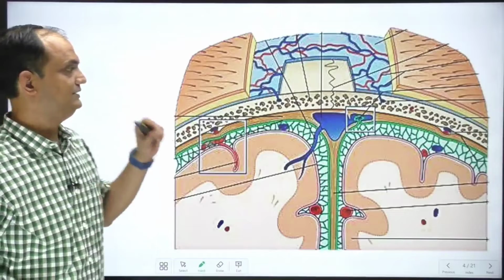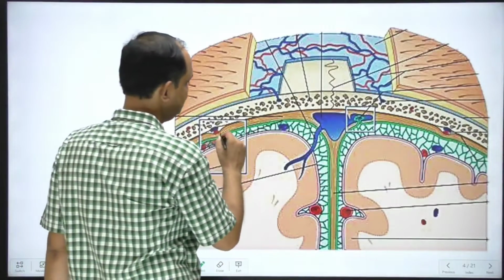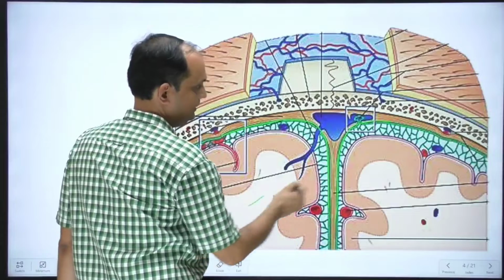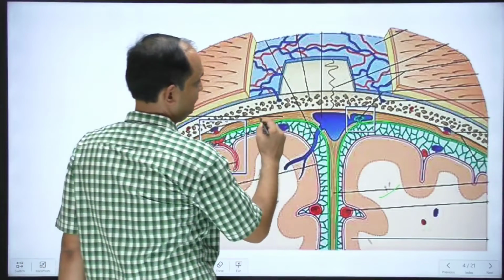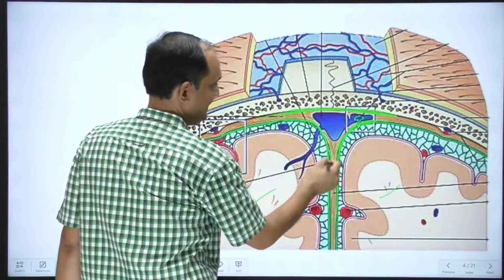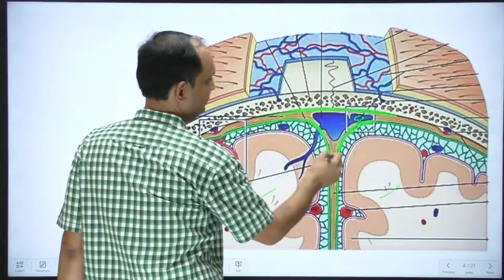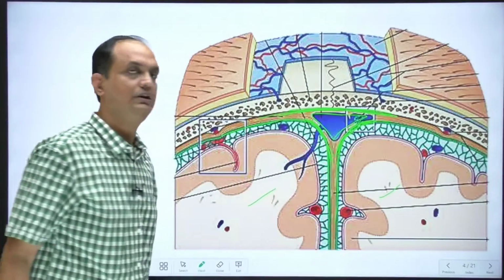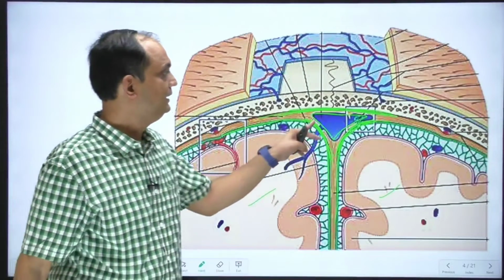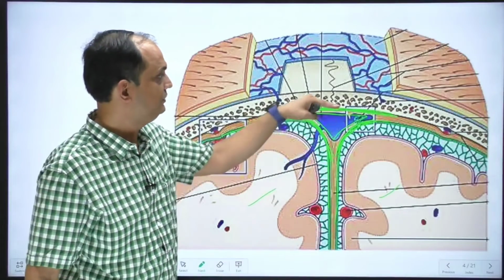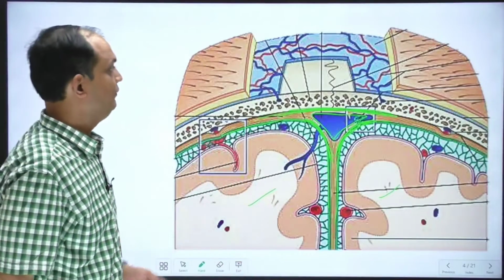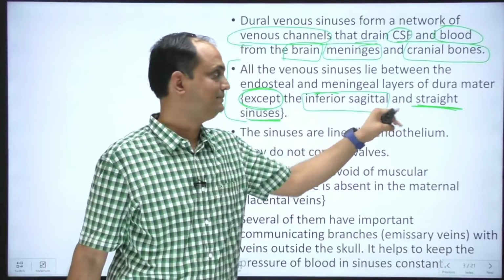What does it mean? Now in this diagram you have to understand that this green line is your meningeal layer of dura. This green line is invaginating between these two parts of the cerebrum. This is your endosteal layer, and at the point of separation between these two layers of the dura mater, this blue area is present, which is your dural venous sinus. So the conceptual thing is that the dural venous sinus is present at the places where you have separation of the endosteal layer and meningeal layer of dura mater. But there are two exceptions. The first exception is the inferior sagittal sinus, the second exception is the straight sinus.